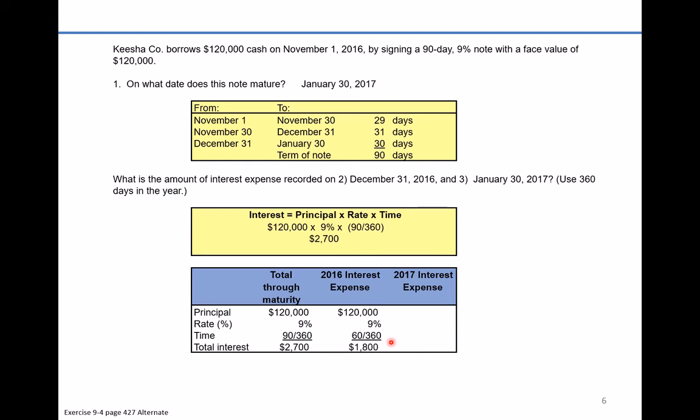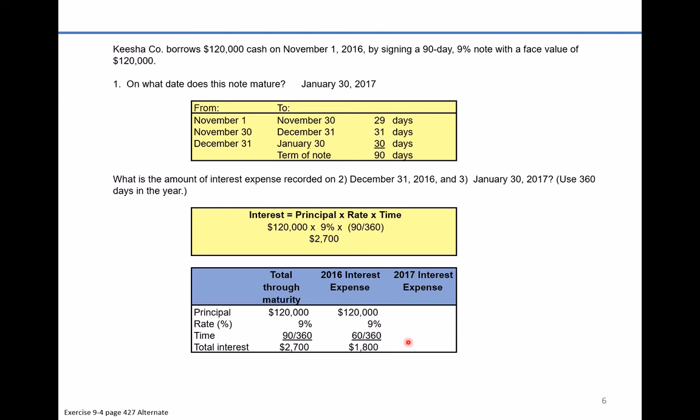Okay, well, for 2017, we've got a couple of options here. If we're confident in our through maturity interest, we can take that minus the interest portion that goes for 2016, when we know, well, the rest would be interest expense for 2017.